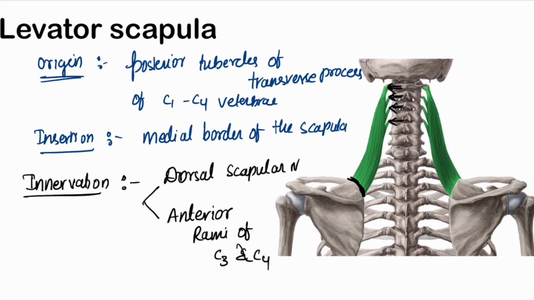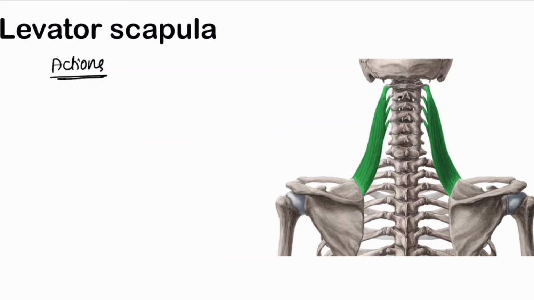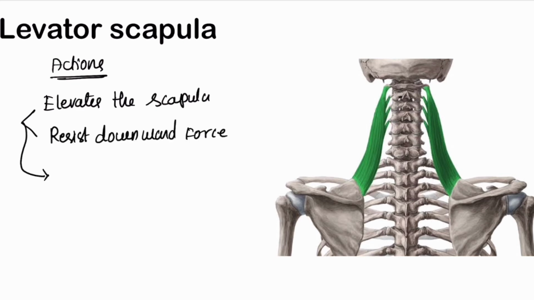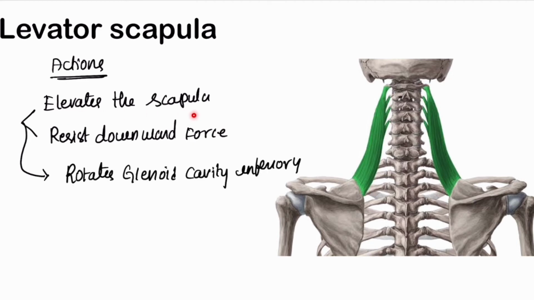Now let us see the functions of levator scapulae. As its name says, it elevates the scapula, it resists downward force and fixes the scapula in its place, and it also rotates the glenoid cavity inferiorly. And that's all about the levator scapulae.